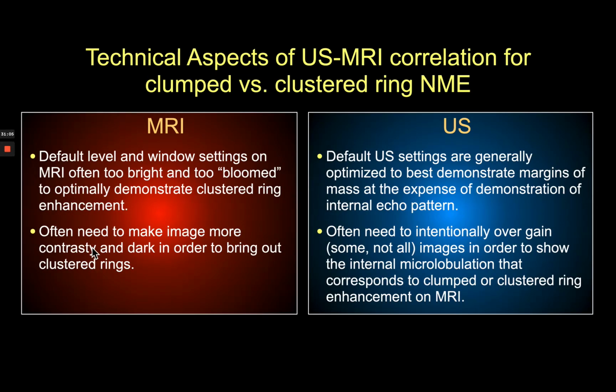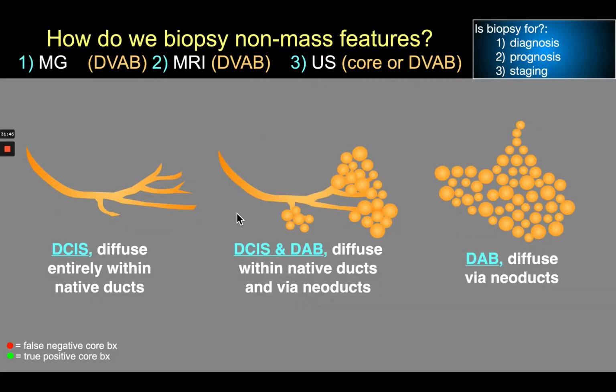Now, one of the things I've noticed is the default settings on MR tend to overbang the color. There's too much white, too much brightness, too much blooming, and it's hard to see the clustered rings. So many times, if you manually make the image darker and more contrasty, you can bring out clustered rings that you originally didn't appreciate. By the same token, we optimize our ultrasound to show the margin characteristics of a lesion, and many times the internal texture is too dark to really appreciate the internal as well as the external microlobulation. So I found on ultrasound, we sometimes have to intentionally overgain to bring out the internal microlobulation.